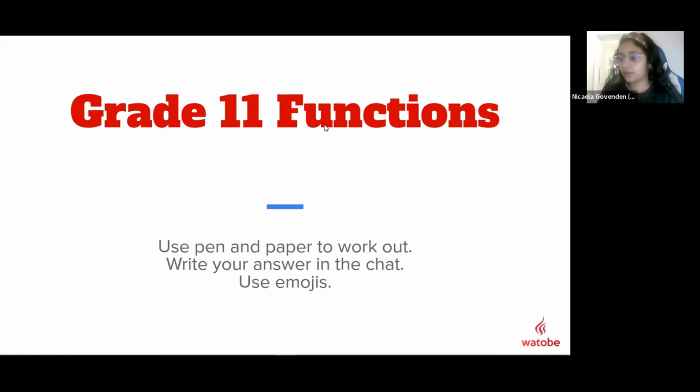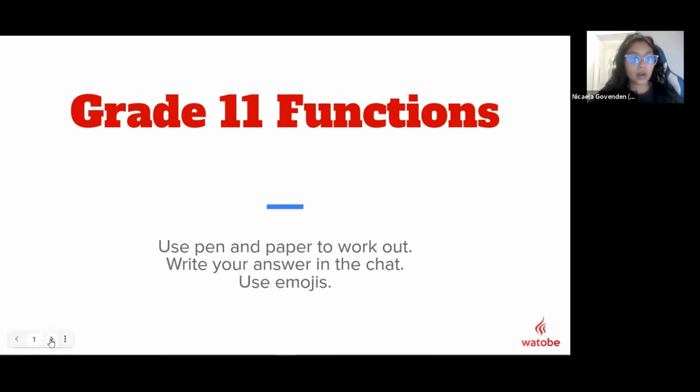Okay, I think whilst we're waiting for everyone to join, just to welcome everyone to our grade 11 functions lesson. This is our second lesson. And just a reminder, please make sure that you have your pen and paper, some writing materials, calculators, everything with you so that you can work along with us. Please make use of our chat, use emojis, and type your answers in the chat. If you would like to unmute to answer questions, you also can. But we would really like your participation this evening.